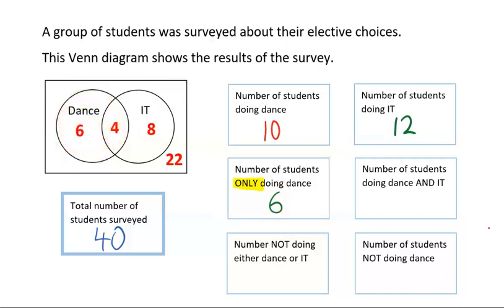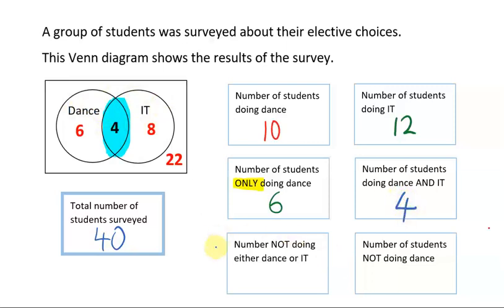Our next box asks us to find the number of students doing dance and IT. So students who are doing both. We know students who are doing both fall in the area of our Venn diagram where our 2 circles overlap, where the dance circle overlaps with the IT circle. So there are 4 students that are doing dance and IT.